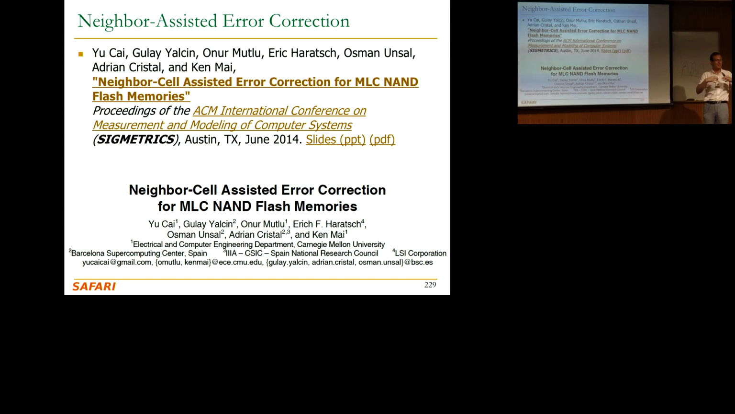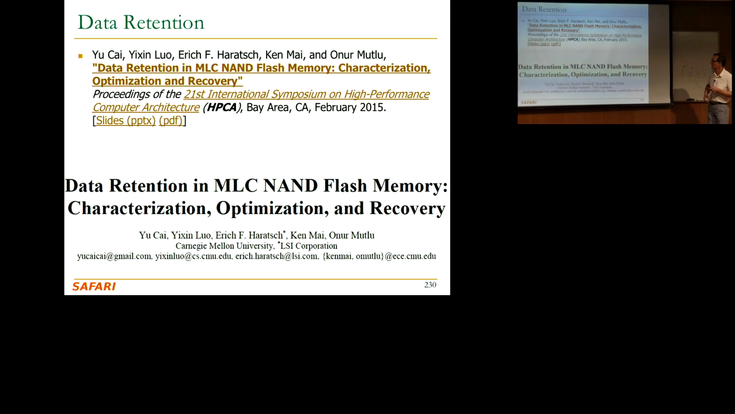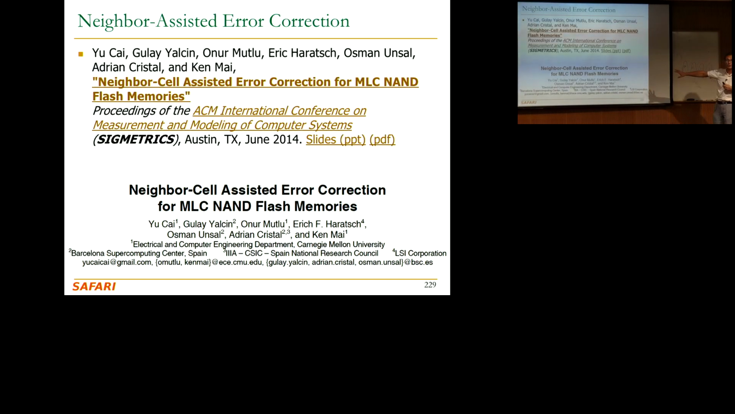Because your neighbor cells, when they were programmed, they affected you. And if you get an error in yourself, you go back to your neighbor cells and use them to build confidence in terms of your own value. This is called neighbor-assisted error correction. And of course, you resort to this only when you cannot correct it in some other way, because this requires reading of your neighbors if your ECC is not enough to correct the current page that you're reading. And as far as I know, some sort of this is actually implemented in some flash controllers.